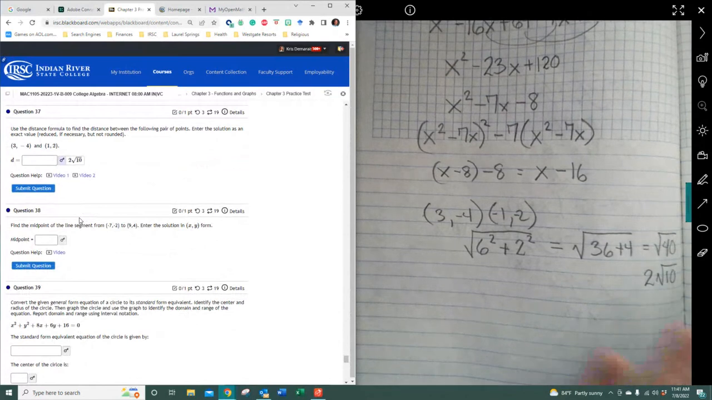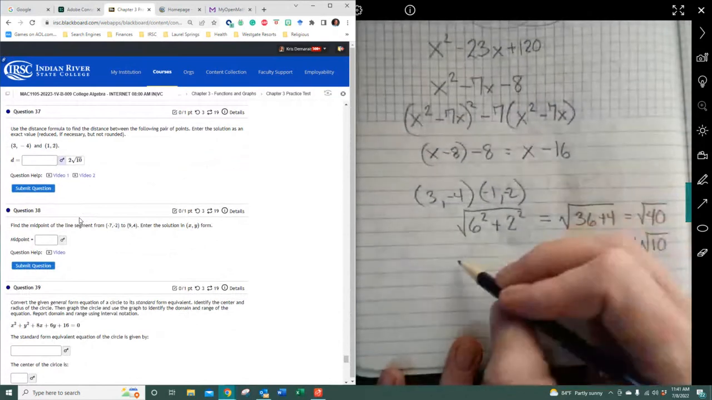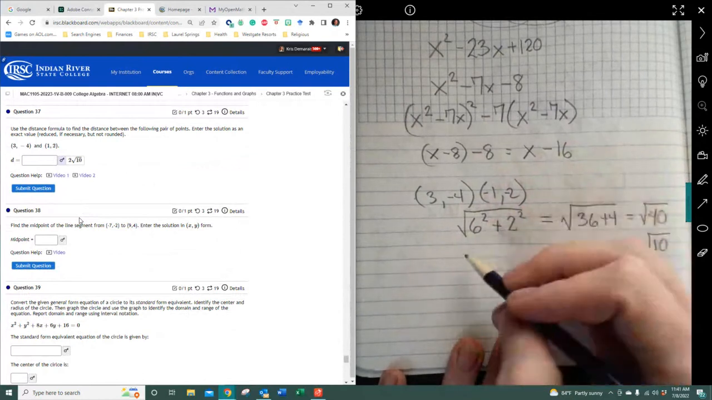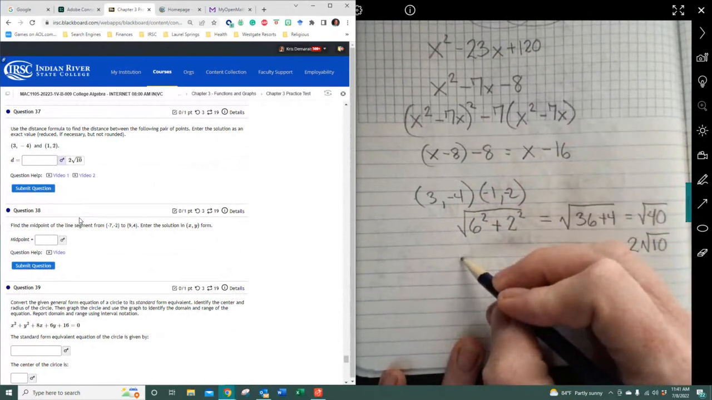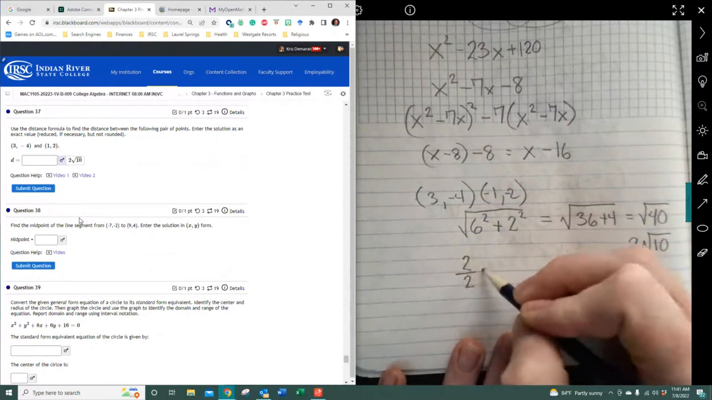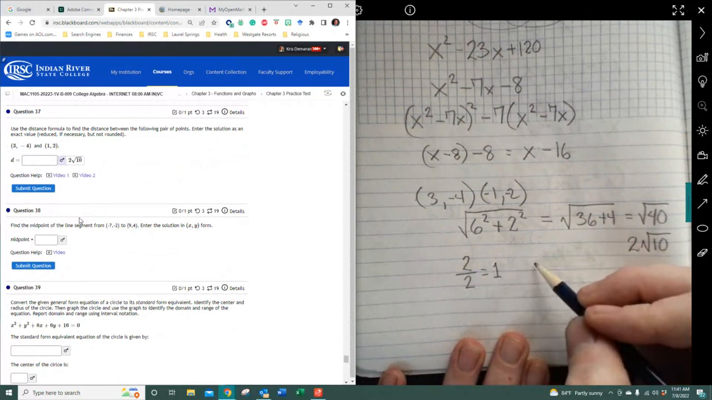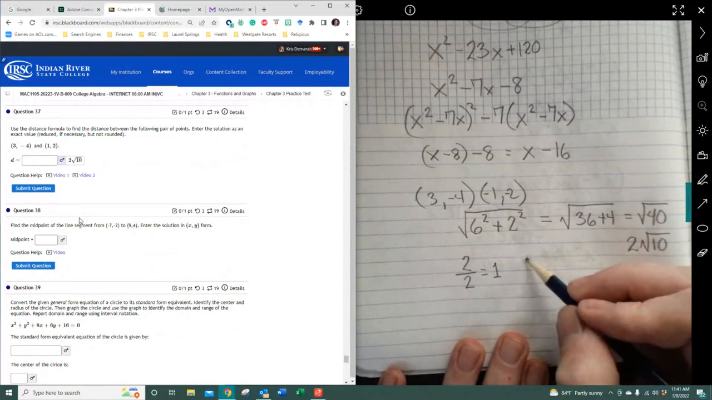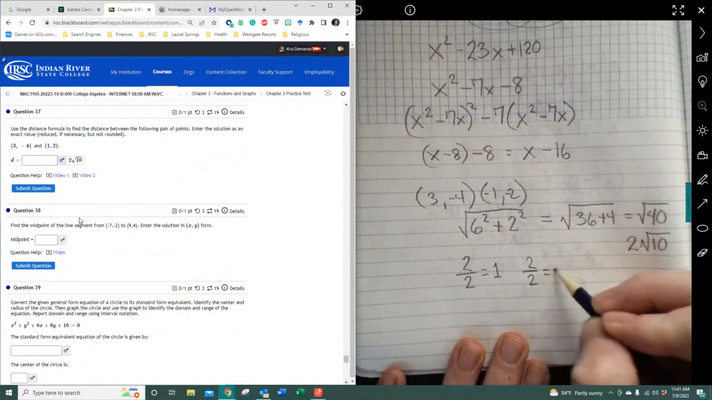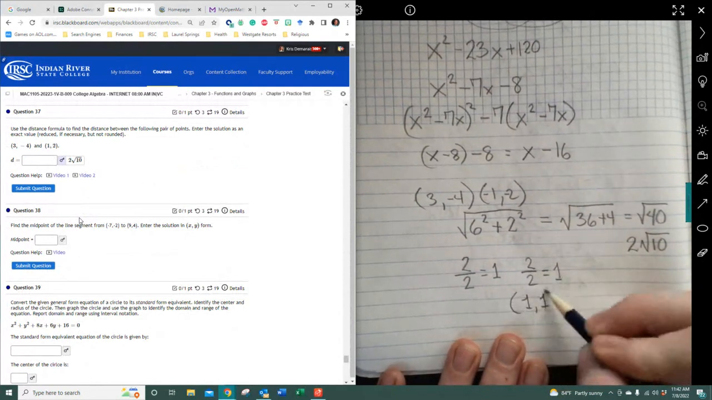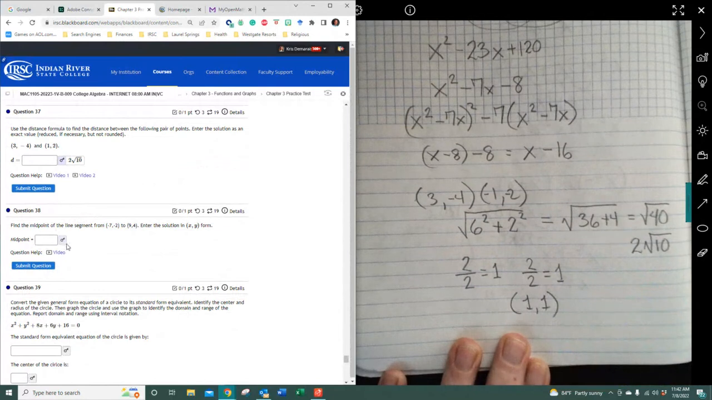38, midpoint formula. Look at that. This is just taking it straight up, don't change any signs or whatever. Just add your x's together, which gives you 2 divided by 2, which equals 1. And then 4 added to negative 2 is 2, divided by 2 is equal to 1. Therefore, our midpoint is (1, 1). And that's it. All right, that's the answer.